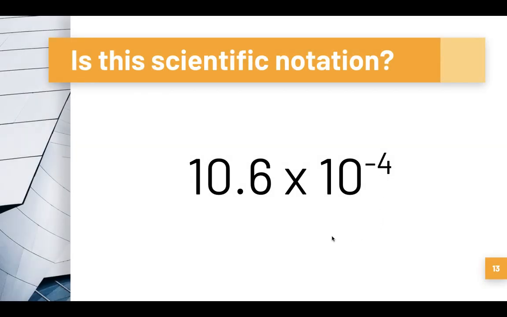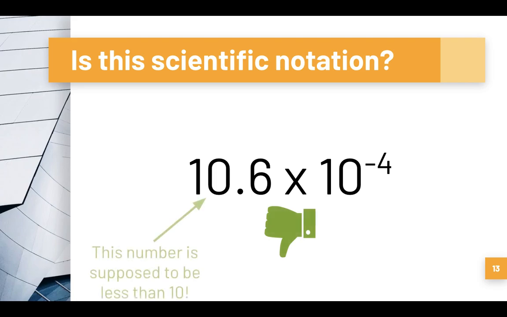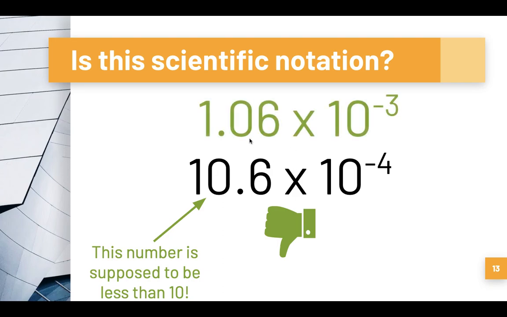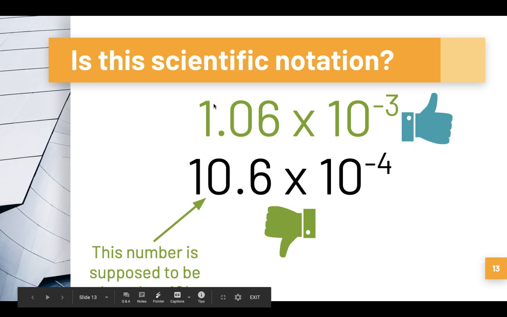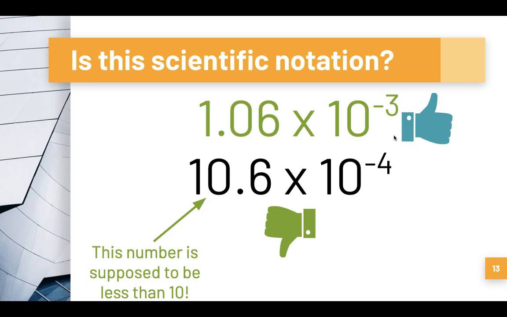10.6 times 10 to the 4th. Is this in scientific notation? No, it is not. The reason? This number is supposed to be less than 10. So to correct that, we'd have to move our decimal one more place over. So it would become 1.06 times 10 to the 5th. Now this is correct. It's one digit in front, that's bigger than 0, but less than 10.